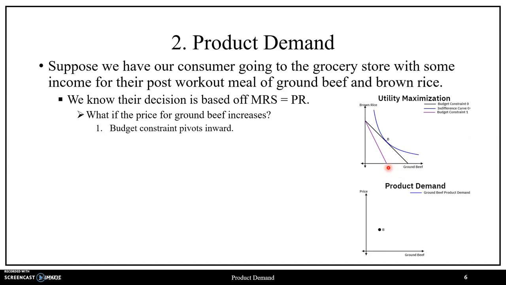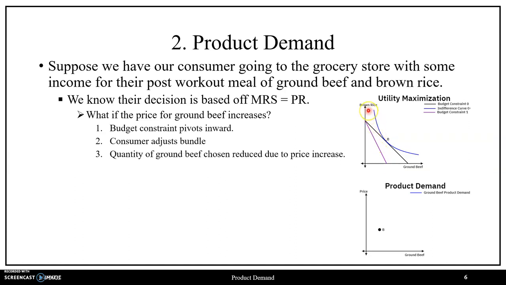So then in terms of their decision-making process, they update their bundle, where given this new budget constraint, they find the new highest level of utility that's compatible with this budget constraint, which in this case is going to be indifference curve 1 with budget constraint 1 giving us point A, where at point A we have a new quantity level in terms of brown rice and ground beef for our post-workout meal, where we see that brown rice and ground beef has decreased in terms of this increase in price on ground beef.